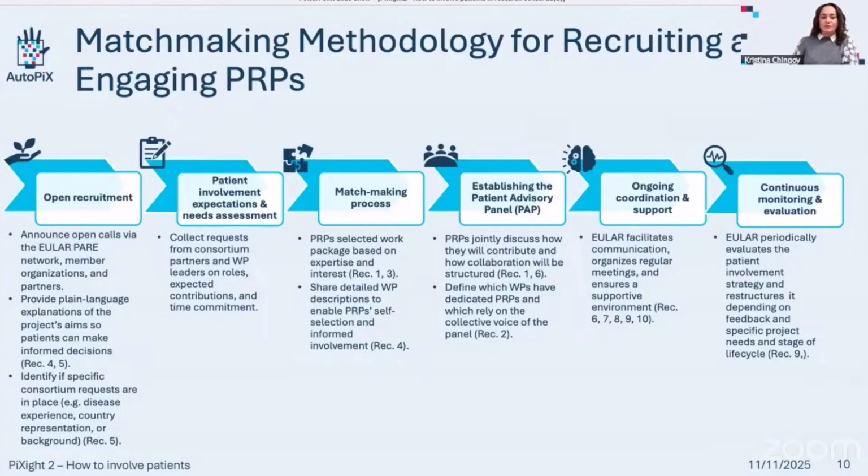We gathered all of this relevant information, we carefully reviewed it, and then the third step is the actual matchmaking process. So once we had the PRPs recruited that would potentially do the patient advisory panel, we provided them with all those comprehensive materials so they can truly make an informed decision on whether they want to support one or multiple work packages.